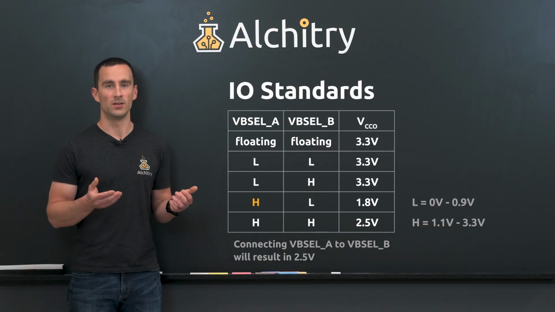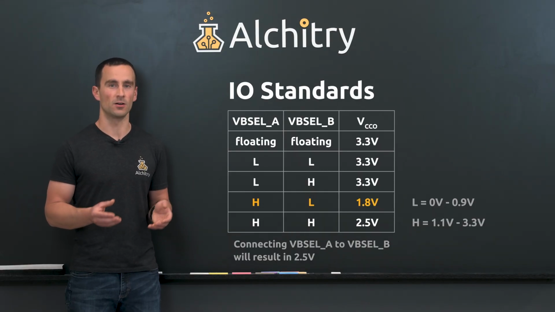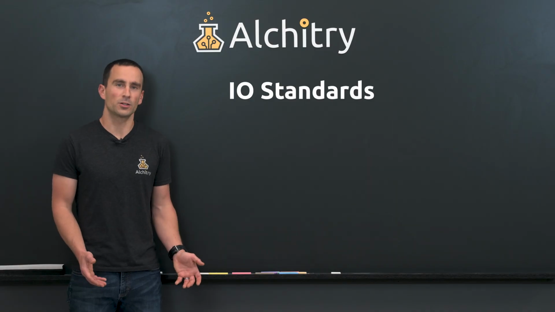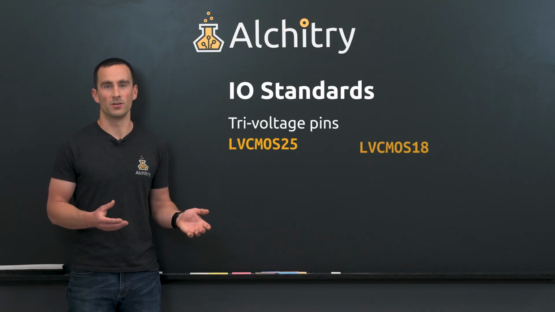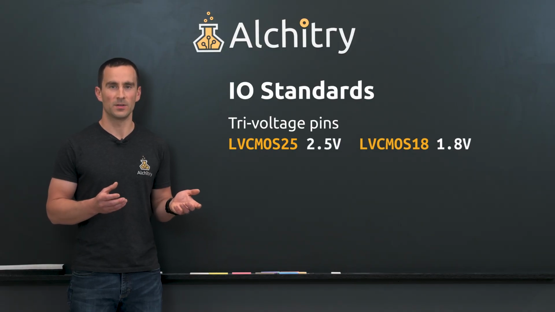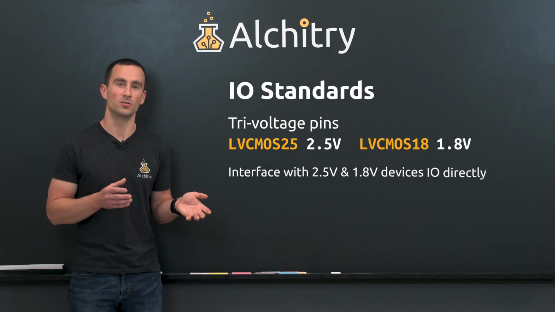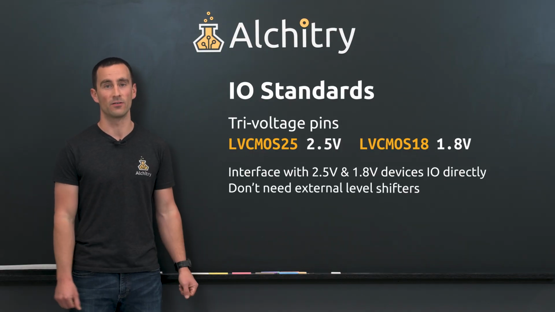If you pull VB Select A high and VB Select B low, VCCO becomes 1.8 volts. With the tri-voltage pins, you can use I/O standards LVCMOS 25 or LVCMOS 18 for 2.5 volt and 1.8 volt I/O respectively. This means that you can interface with devices that use 2.5 volts or 1.8 volts I/O directly without the need of an external level shifter.